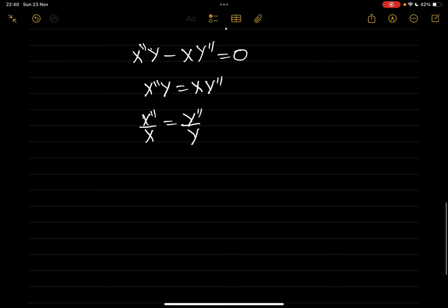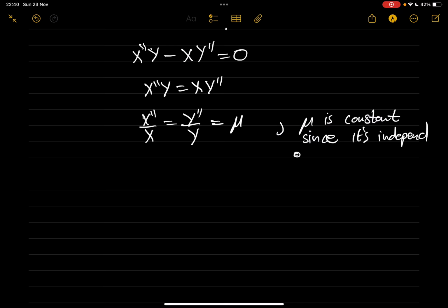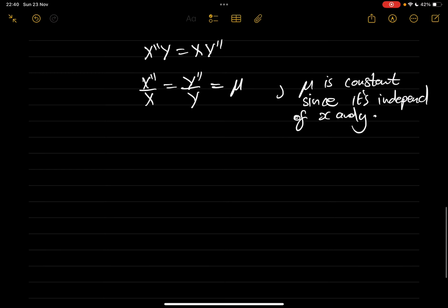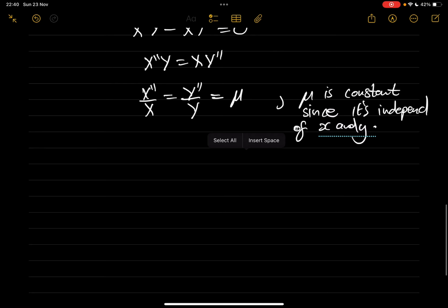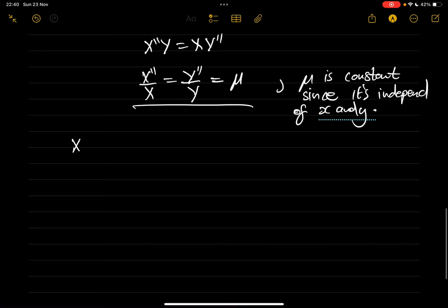From here, you're going to equate this to mu, where mu is a constant. You need to write that we're defining mu as a constant. Why is it a constant? Since this is independent of x and y, it's independent of x and y. That's why it's a constant. So I can split this equation into 2, whereby I have X double prime over X is equal to mu, and Y double prime over Y is equal to mu.